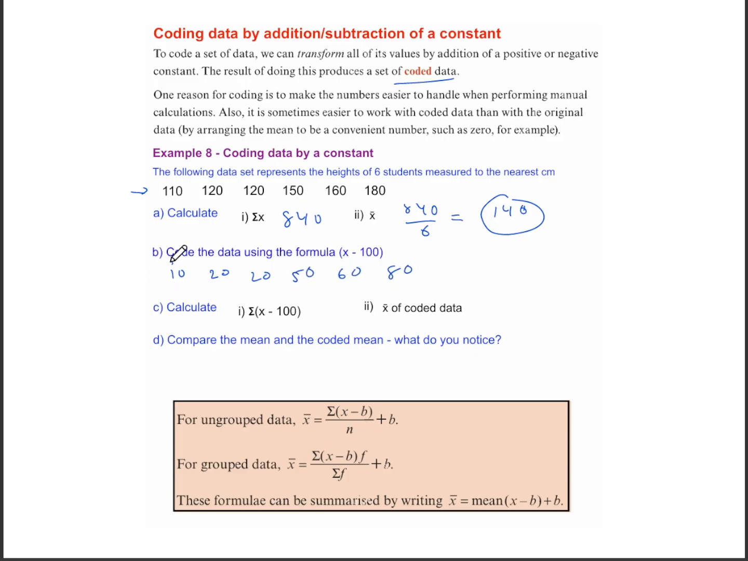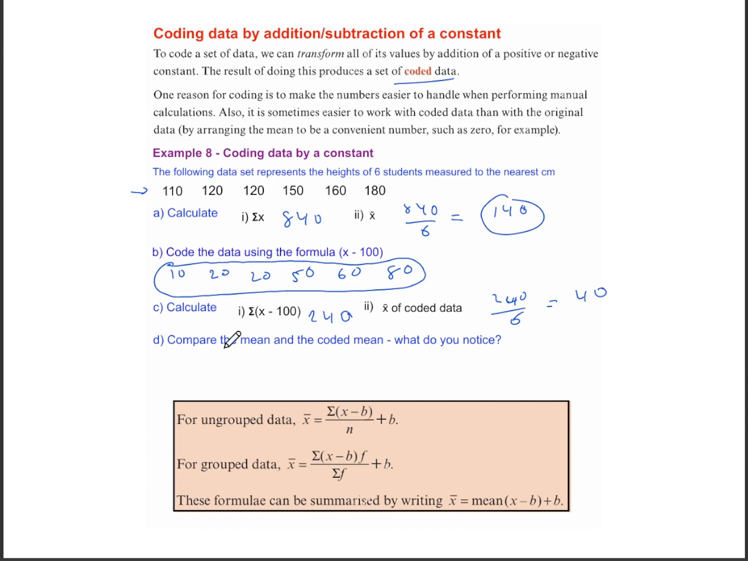As you can see, this group of data looks nicer to work with than the original one. But it will obviously give us different values, and let's see what it does give us. The summation of all those values, which is the addition of all those values, just gives us 10 plus 20 plus 20 plus 50 plus 60 plus 80. It will give us 240. And obviously the mean of those coded data, which will be just 240 divided by 6, will give us 40. And that is the mean of the coded data that we have.